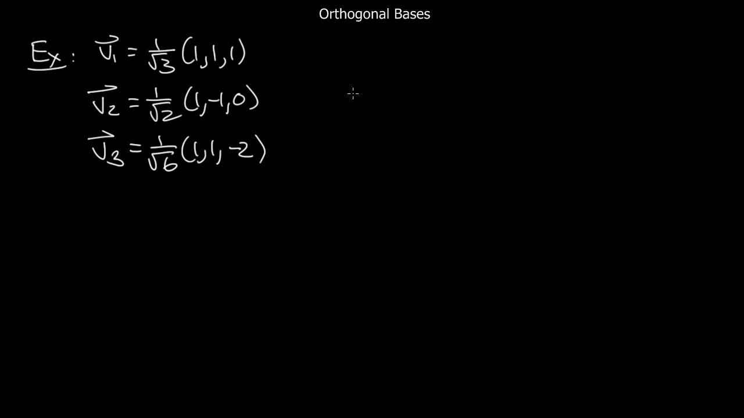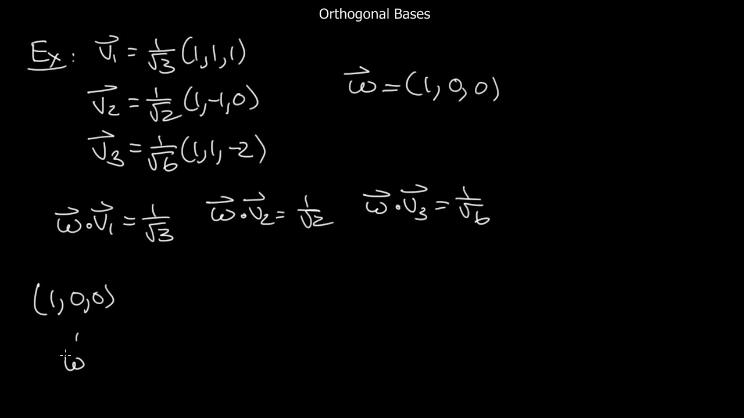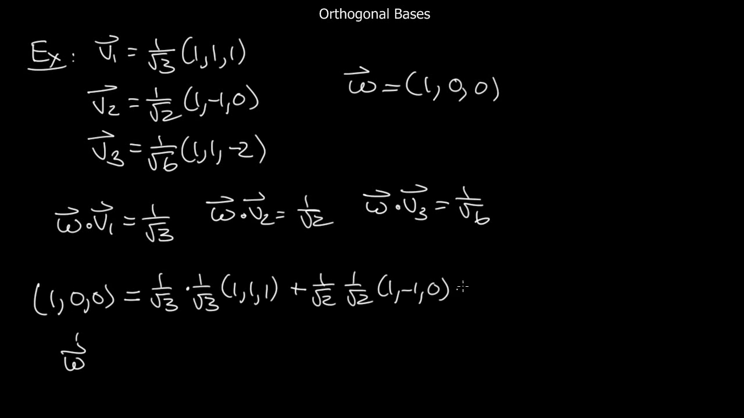So let's look at an example of that. Let's take this basis that I had earlier from a couple of slides ago, and suppose w is 1, 0, 0. Well, you just compute. w dot v1 is 1 over radical 3, and w dot v2 is 1 over radical 2, and w dot v3 is 1 over radical 6. And so what I'm claiming is that that magically tells you if you want to write w, this vector 1, 0, 0, as a linear combination, the first coefficient is 1 over radical 3, and that's times v1, which is this vector, plus 1 over radical 2 times this vector, plus 1 over radical 6 times this vector.